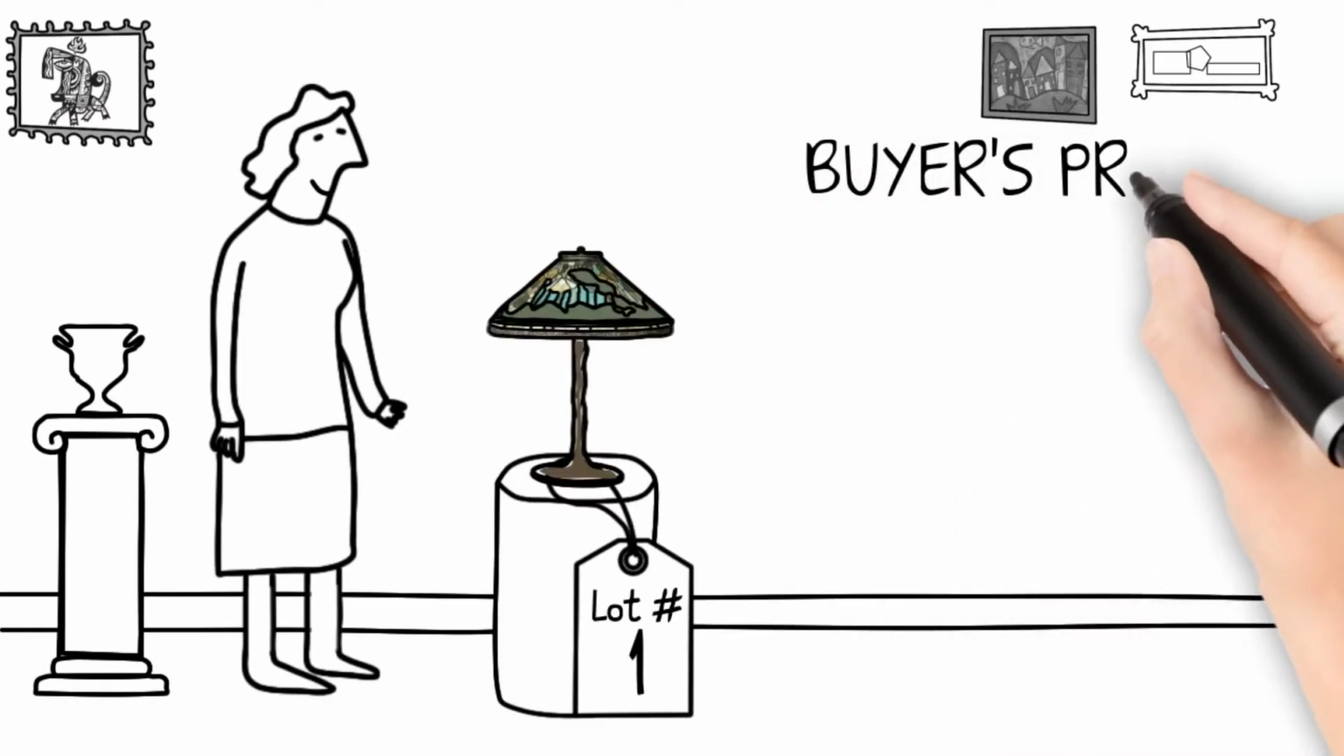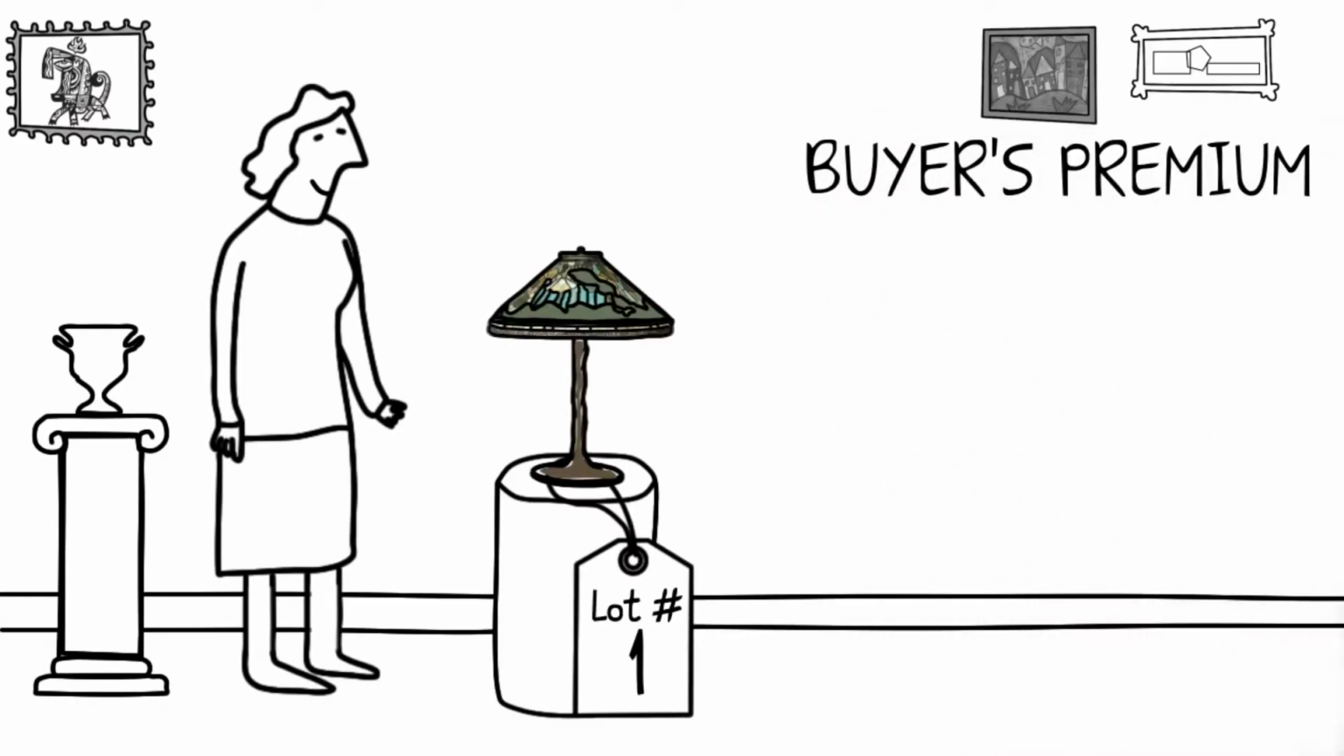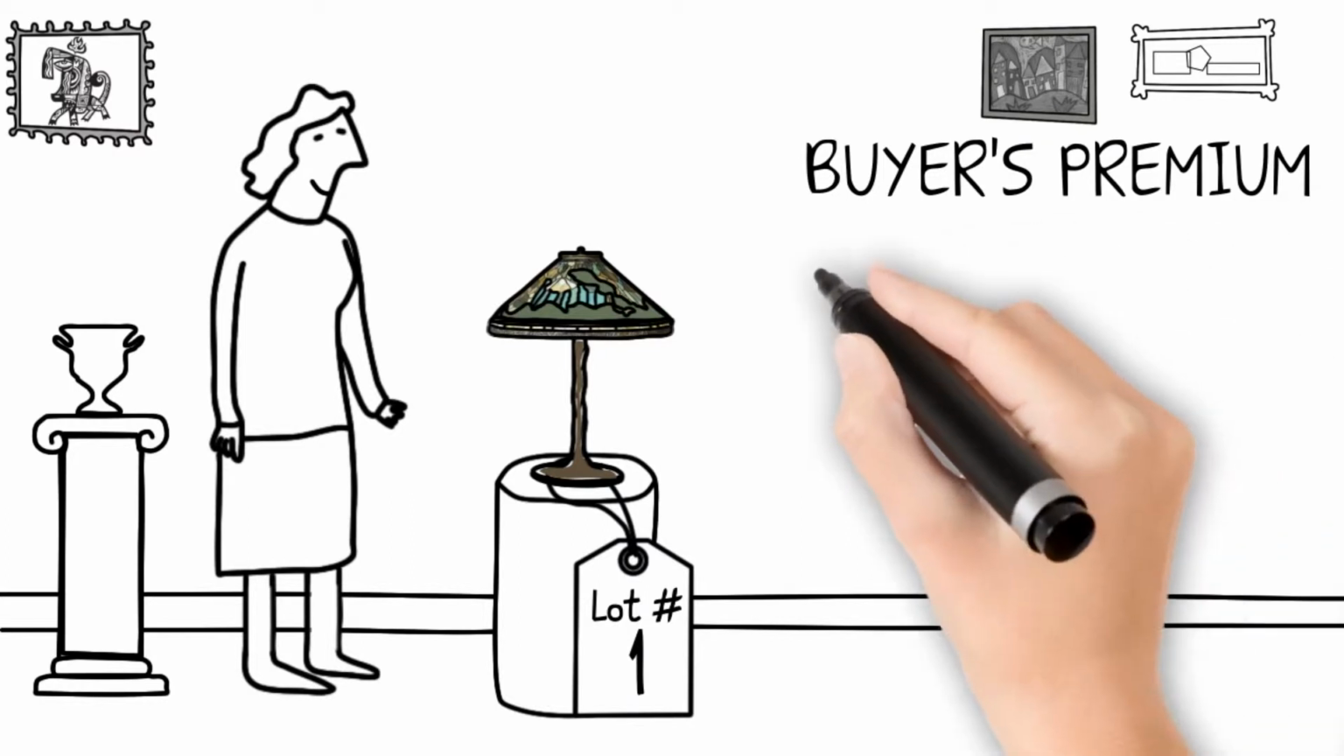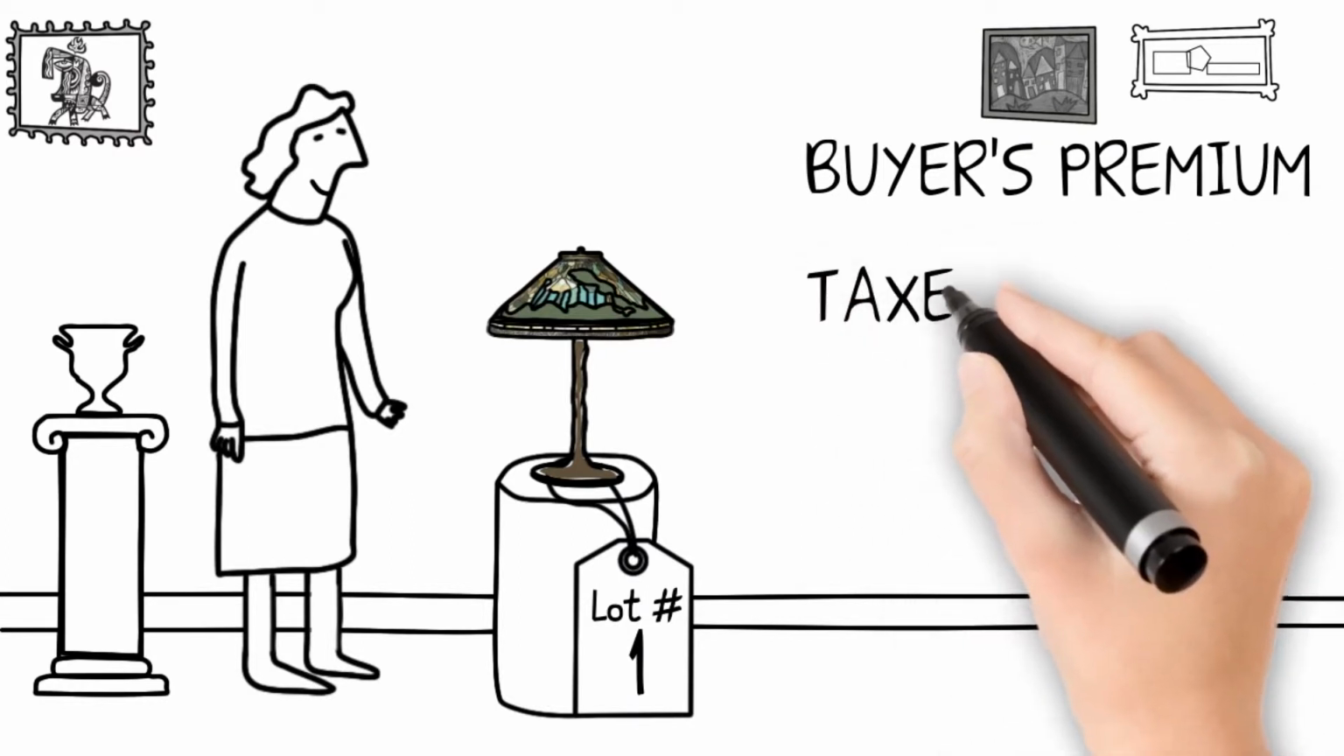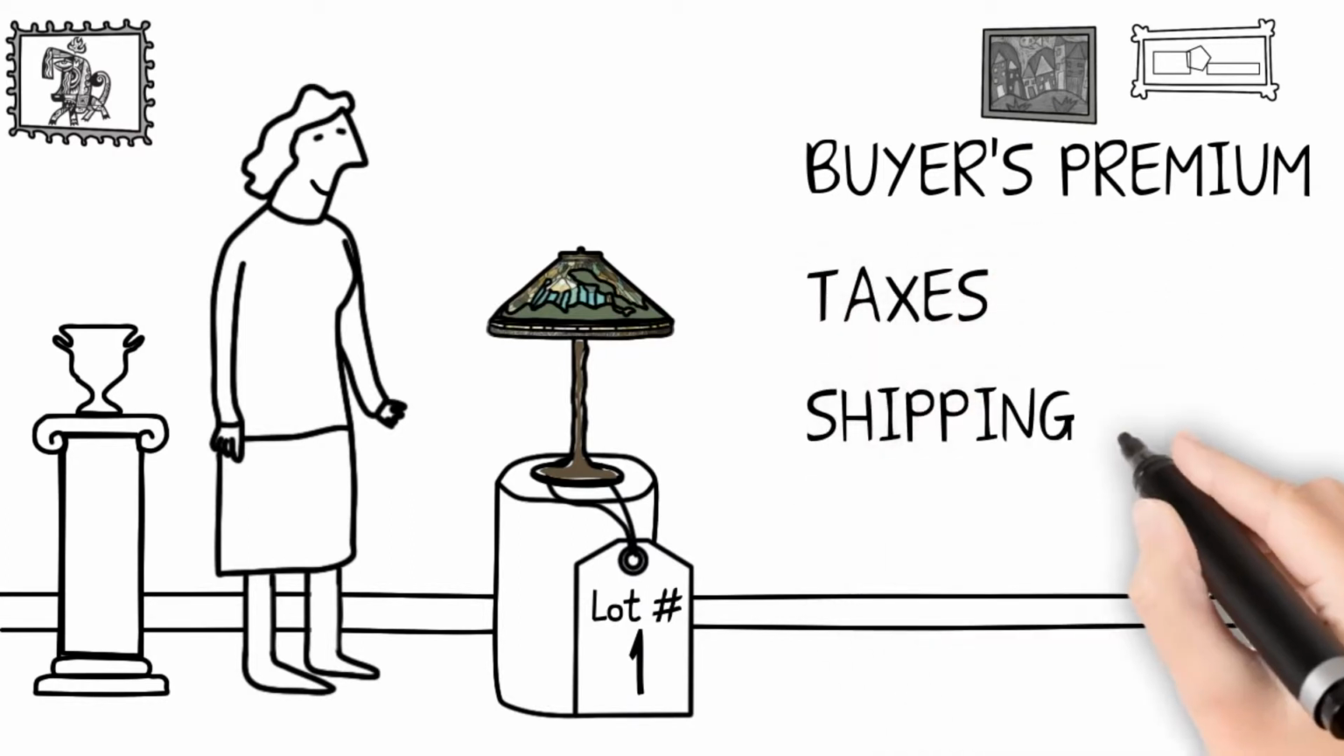Every auction house adds a fee to each lot that it sells. This is called a buyer's premium. It's a percentage that's added to the high bid. You can find Rago's buyer's premium on its website and in its print catalogs. Also remember, there can be taxes and shipping costs too.